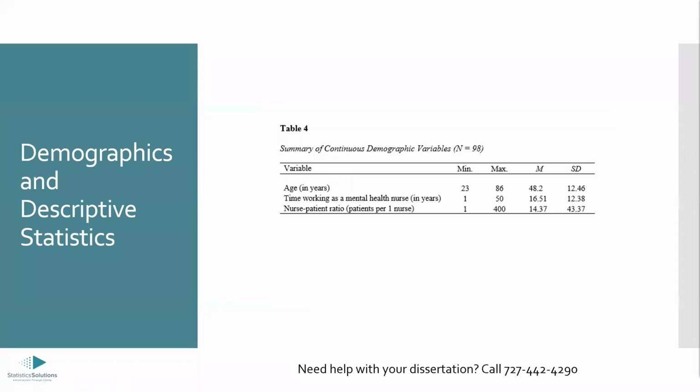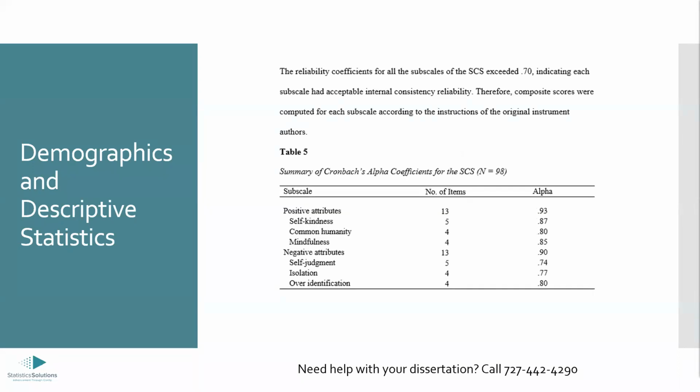And here's another example of a table presenting descriptive statistics for continuous variables. So you see here, you have a table presenting mean, standard deviation, as well as minimum and maximum values. And here's an example of how you might present reliability statistics. So we have a table presenting Cronbach's alpha coefficients, and we have some narrative describing the reliability of our measures.